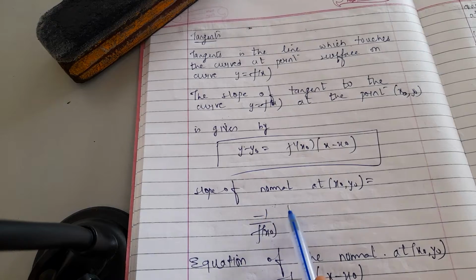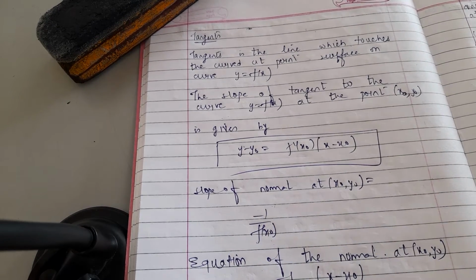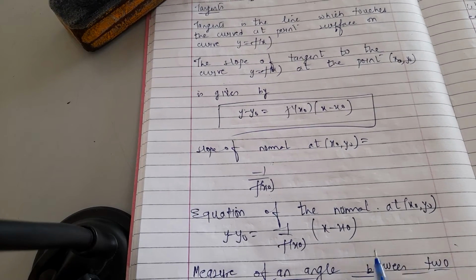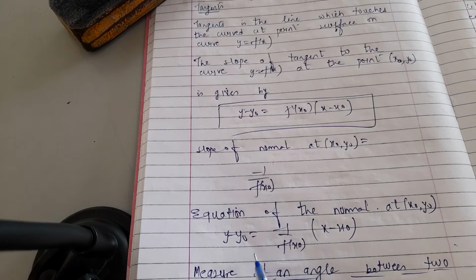In the same way, the slope of the normal at x0 comma y0 is given by minus 1 upon f dash at x0. The equation of the normal at x0 comma y0 is given by y minus y0 equal to minus 1 upon f dash at x0 into x minus x0.